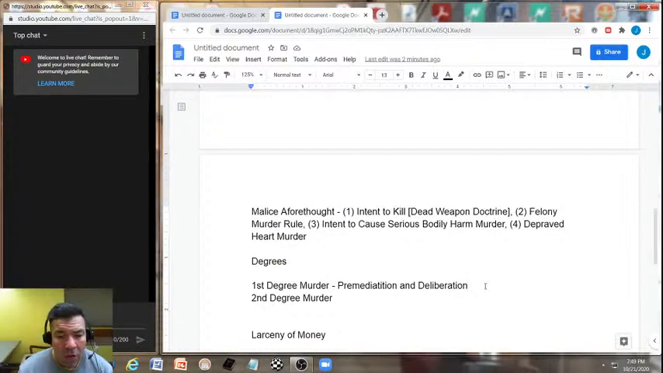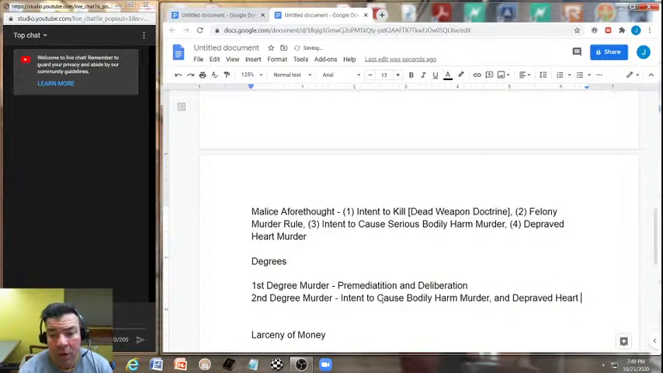Okay, and then also we want to make sure, after we talk about premeditation and deliberation, we don't have the felony murder rule situations here that would have the inherently dangerous felony elements. So we move on to our second degree murder, which would be our intent to kill, our intent to cause serious bodily harm murder, and our depraved heart murder would fit into this category.